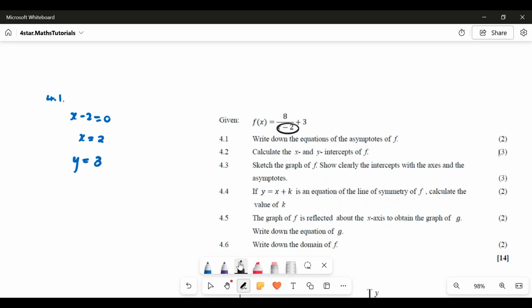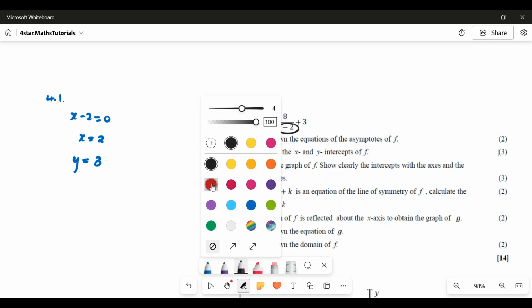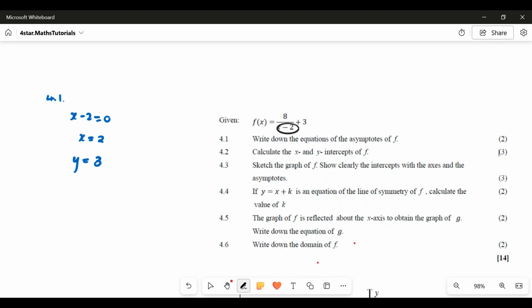Then we get the 2 marks. One mark x is equal to 2, the other mark y is equal to 3. Then the next one says calculate the x and y intercepts of f.